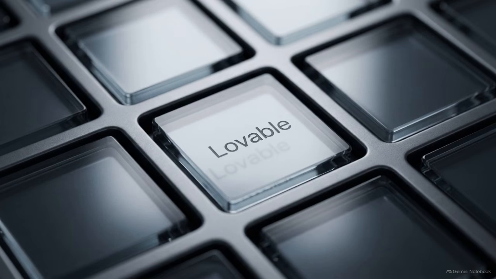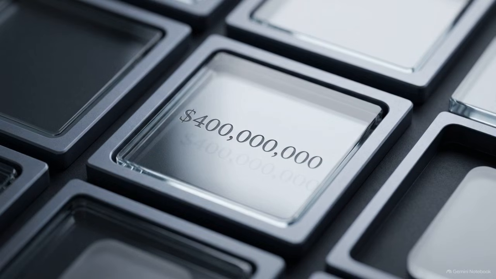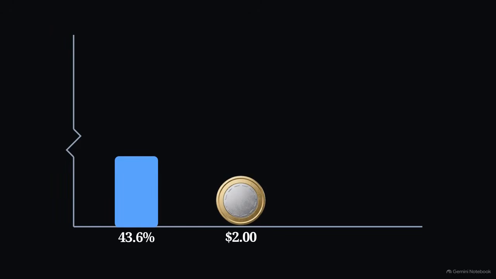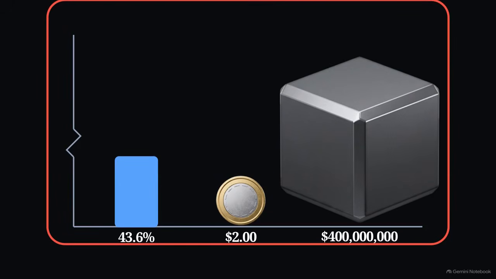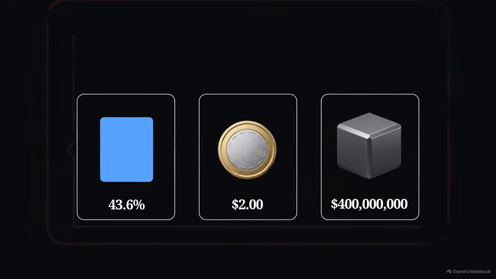Finally, we will track the prompt-to-software platform Lovable, logging their recent $400 million Series C funding round. This chart shows the complexity of the data we just entered. The system has to accurately parse a percentage at 43.6, a small currency unit of $2, and a massive integer of 400 million, all at the same time. This brings us to the first major failure point.